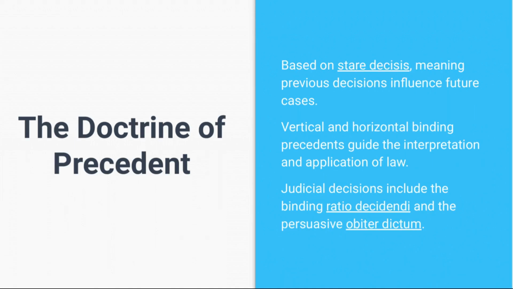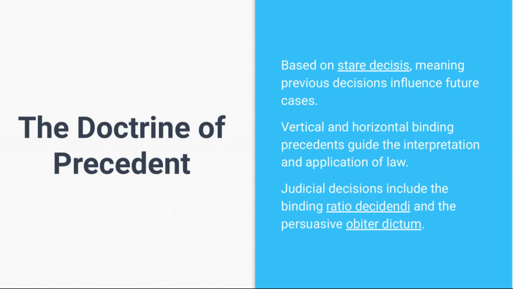The doctrine of precedent is based on the principle of stare decisis, which means that previous judicial decisions influence future cases. This ensures consistency and predictability in the law. There are two types of binding precedents: vertical and horizontal. Vertical precedents refer to decisions from higher courts that lower courts must follow. Horizontal precedents involve courts following their own previous decisions.